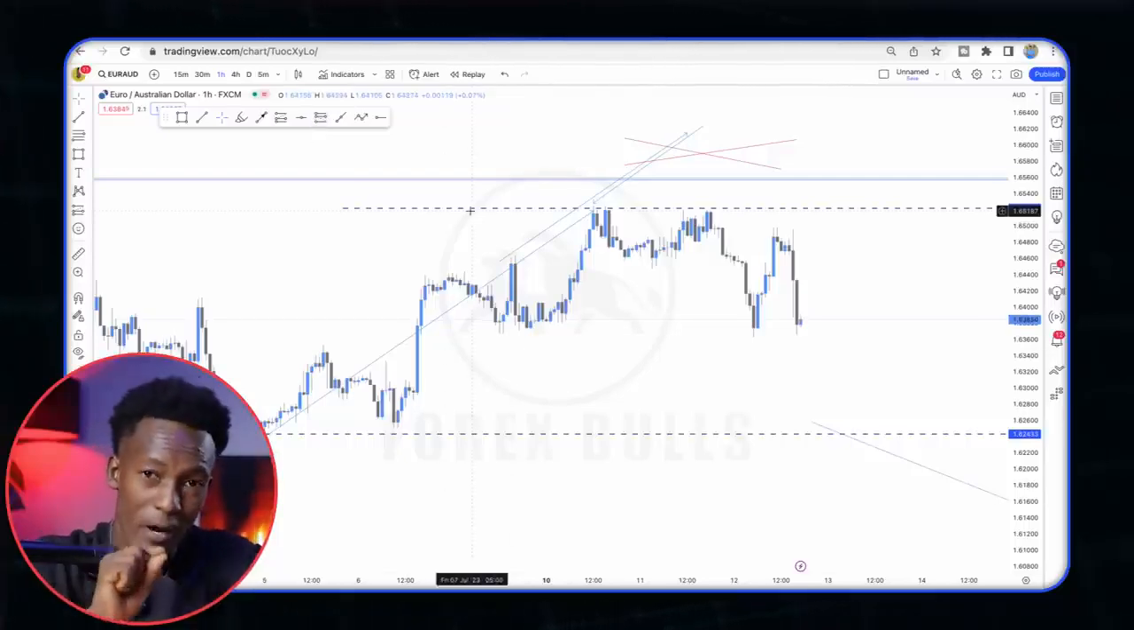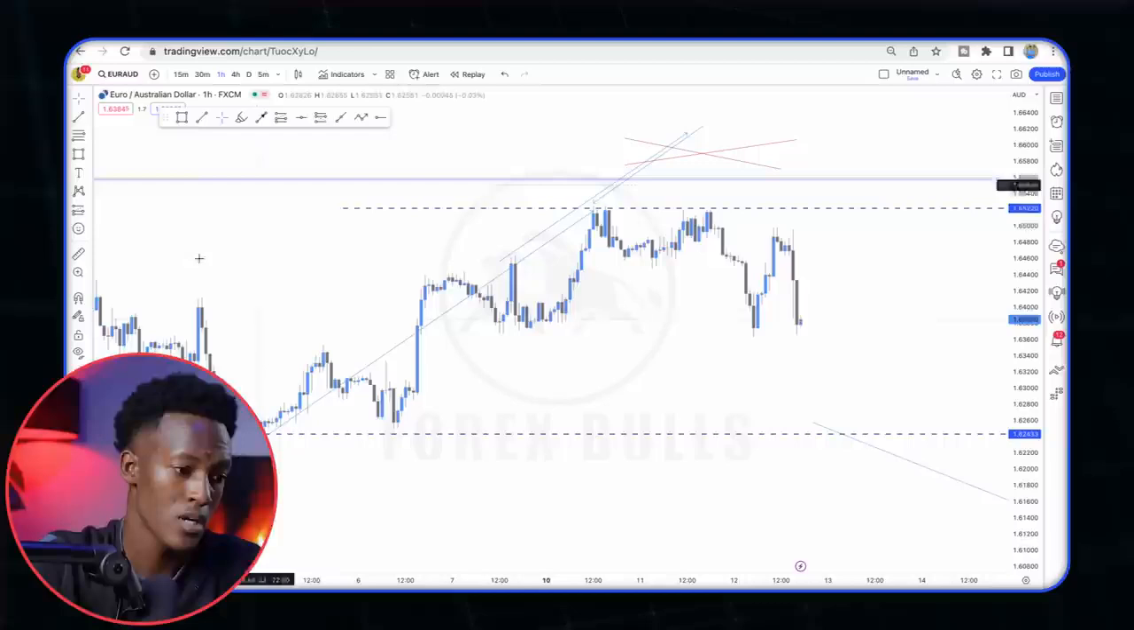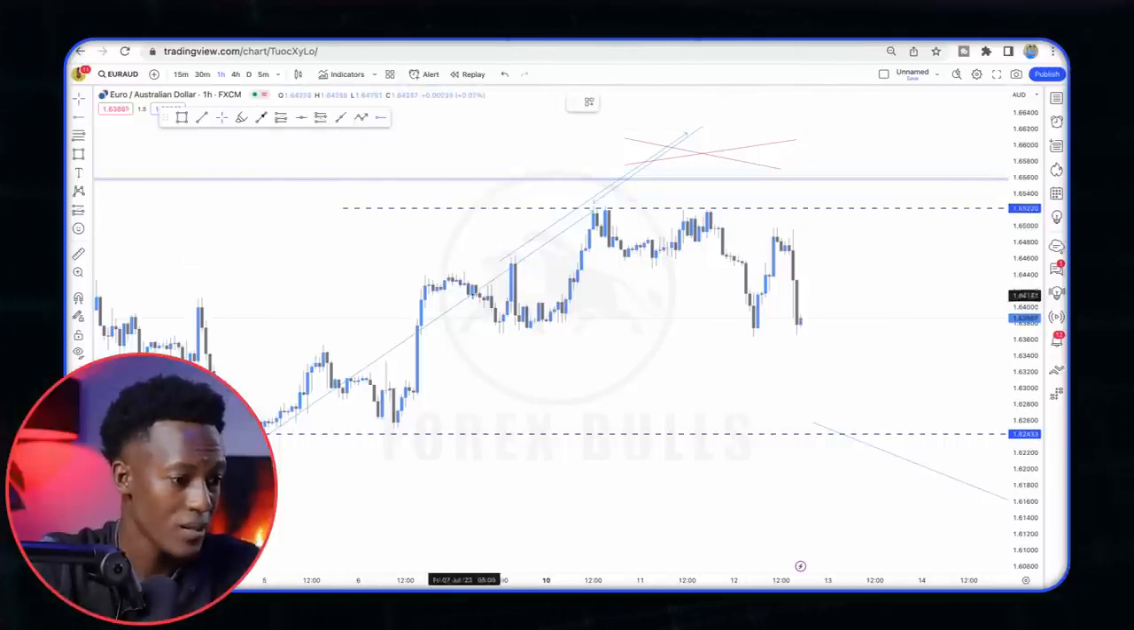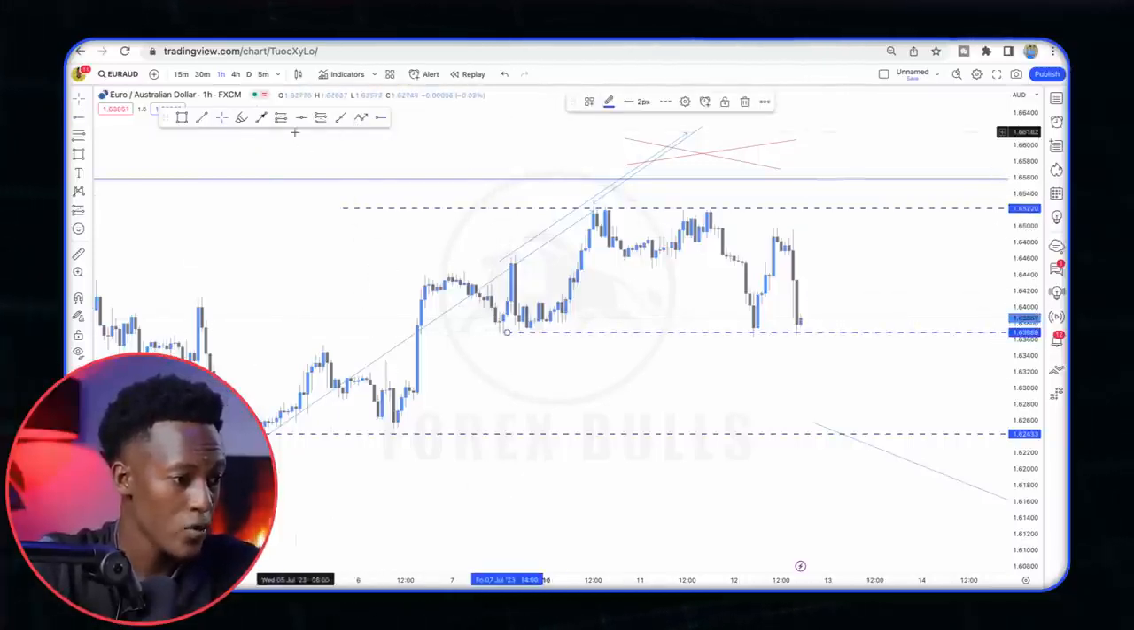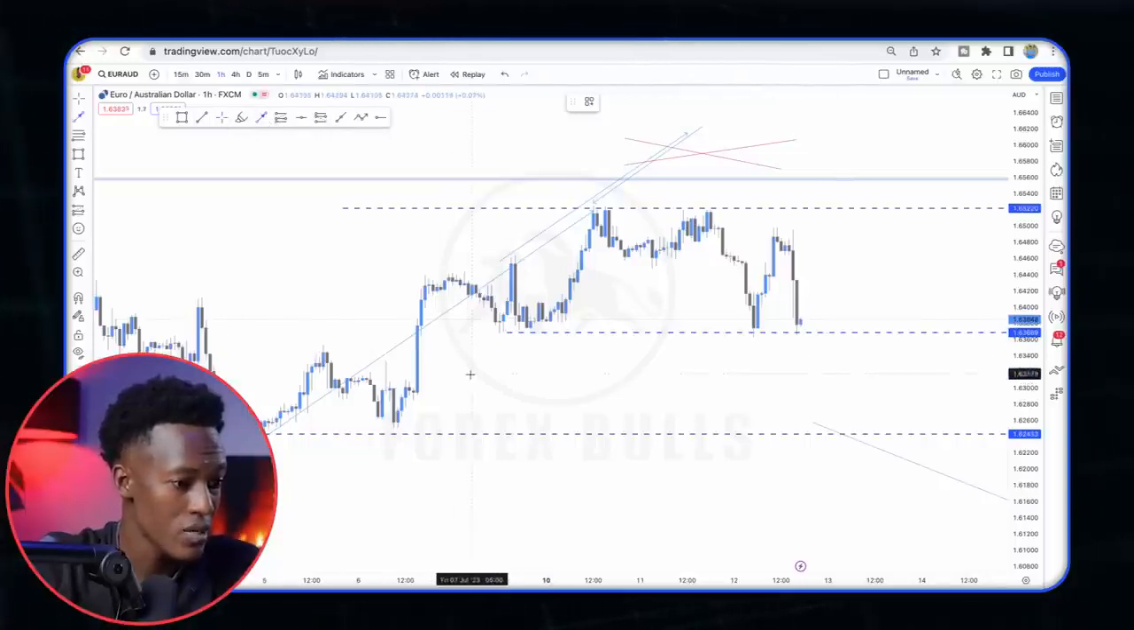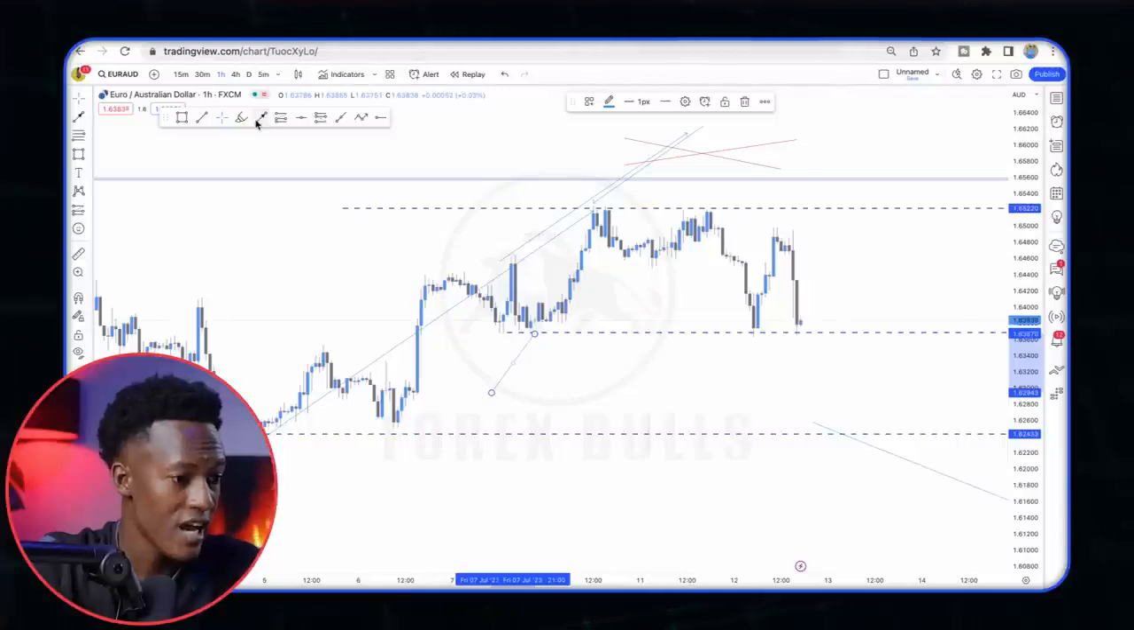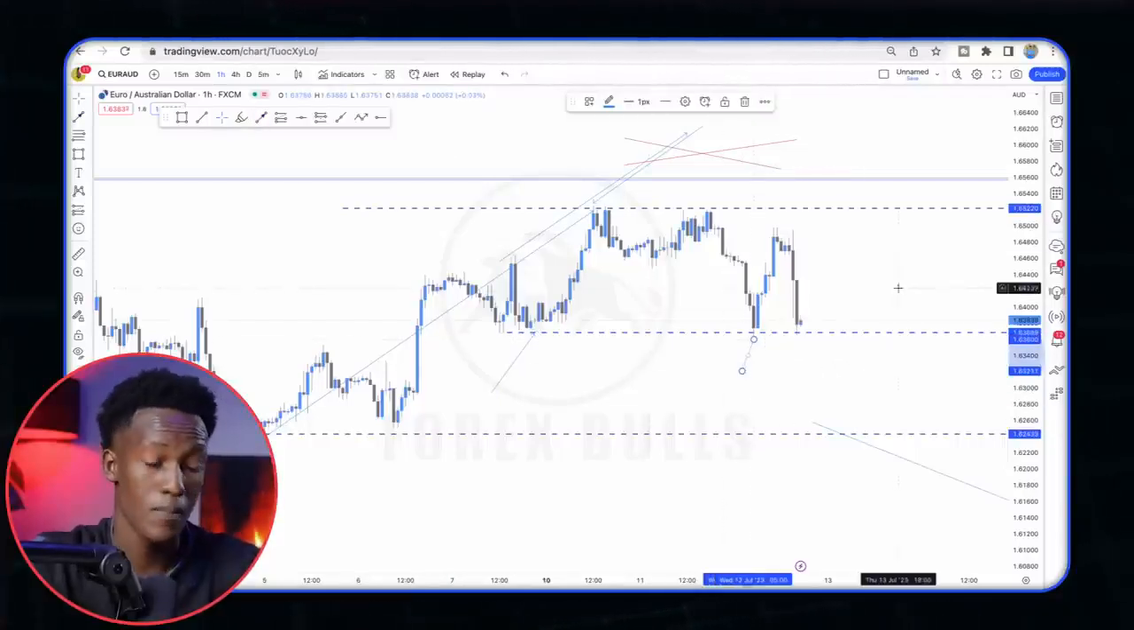So you can again go ahead and mark out the most recent levels. An example here, we're just going to mark out this point here. Why? Because the price came out to this point and then it bounced off. Same thing happened again right around here and then it bounced off.